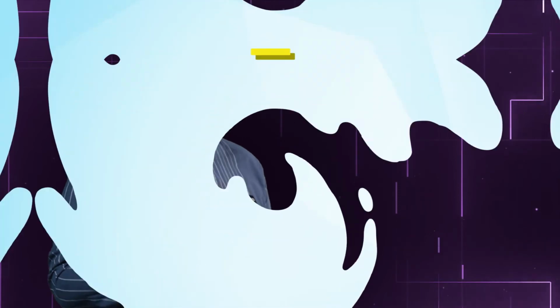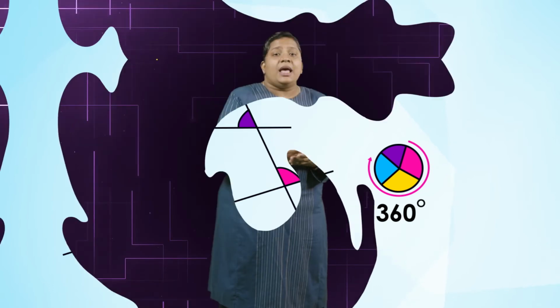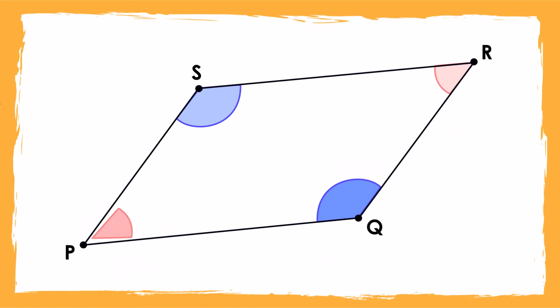From the video, we can conclude that the sum of the exterior angles of a quadrilateral is also 360 degrees. Let's move on. Let's watch another video which explains the relationship between the opposite angles in a parallelogram. From this video, we can conclude that the opposite angles in a parallelogram are equal.